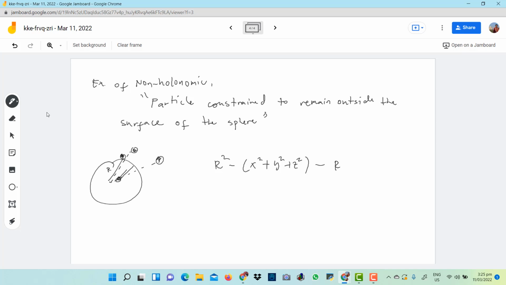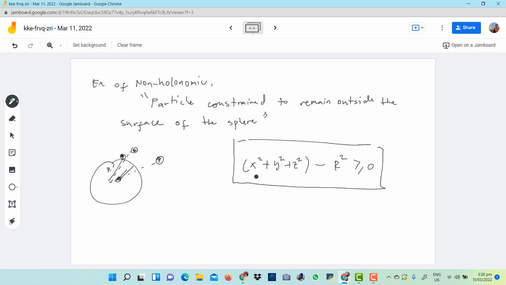x squared plus y squared plus z squared minus r squared must be greater than, or positive, right? Must be greater than 0. Correct? Because take note, x squared plus y squared plus z squared is always greater than r squared. So, what you get from the equation must be positive. So, we have inequalities, greater than or equal. So, this equation of constraint is an example of a non-holonomic constraint. Okay? So, this is my equation of constraint.